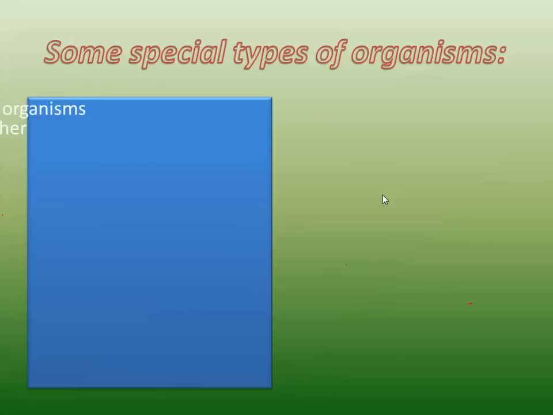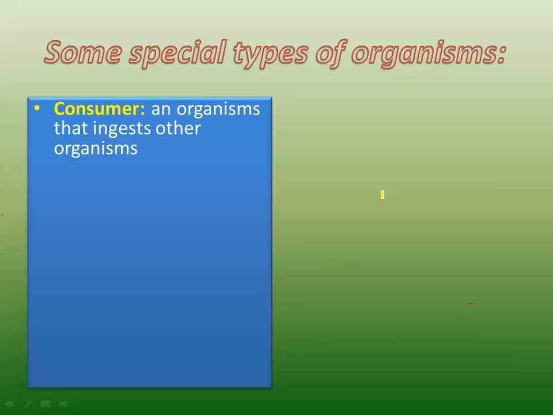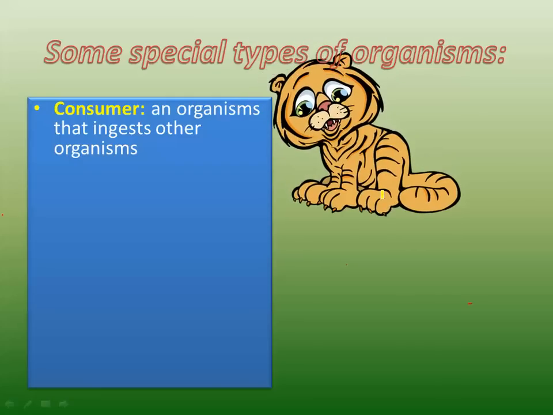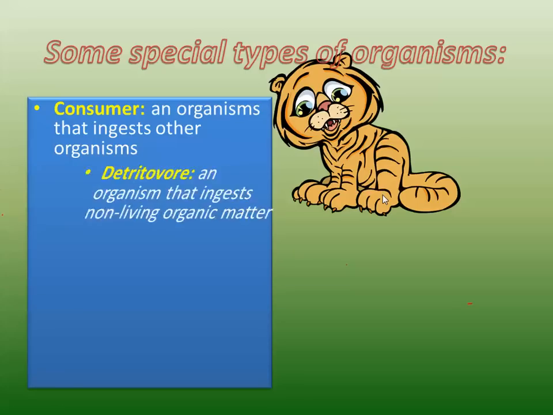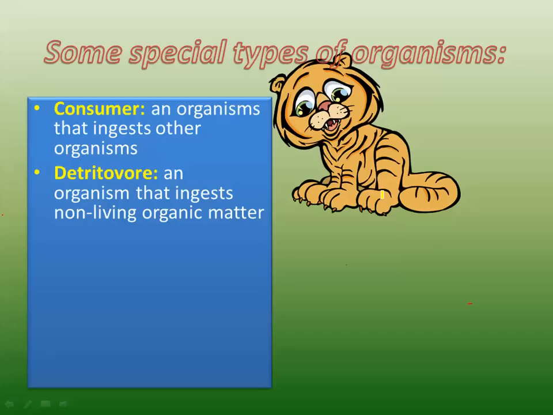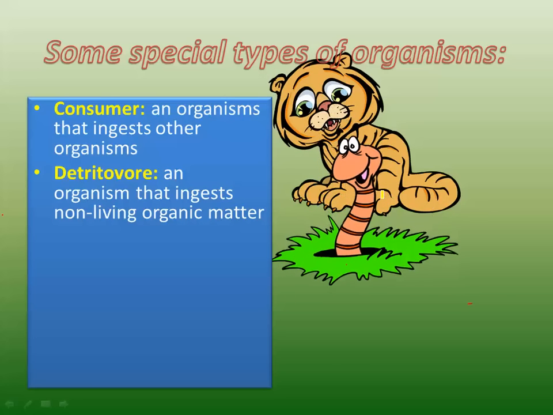Some special types of organisms. A couple of these words I have a hard time remembering, but you can do better. A consumer is an organism that ingests other organisms, kind of like a heterotroph. So you're going to see many terms that are representing the same thing, but how they're organized is what's important. So that's a cute tiger that would be considered a consumer. A detritivore is an organism that ingests non-living organic matter. Earthworm would be such an example.